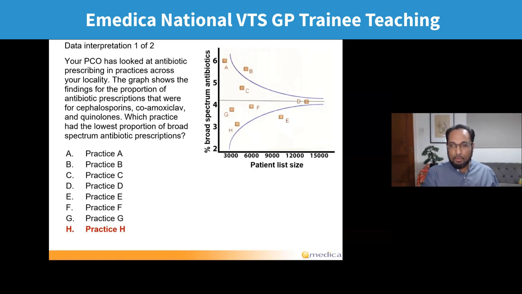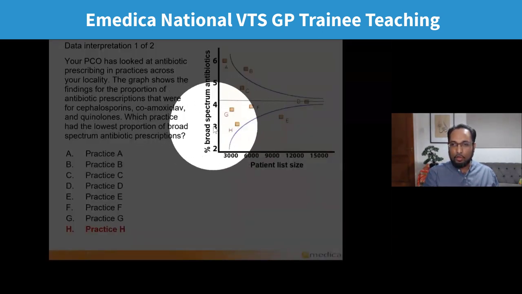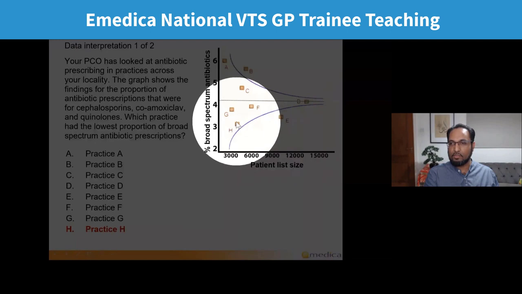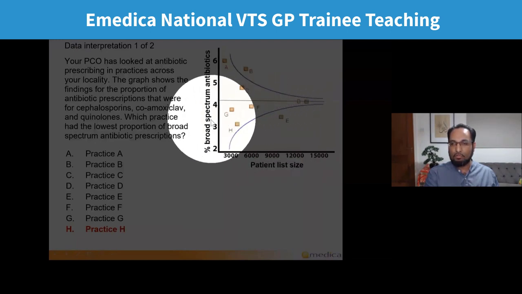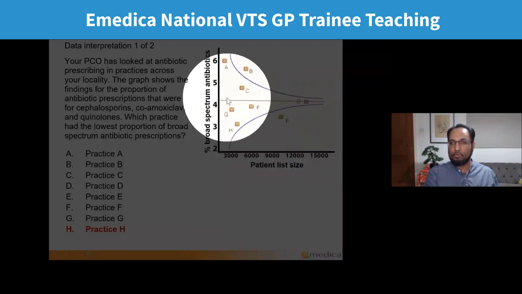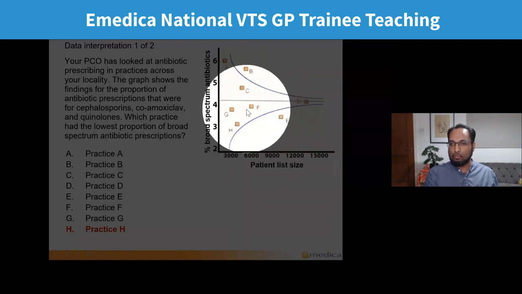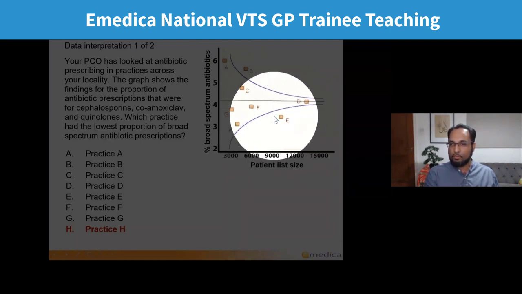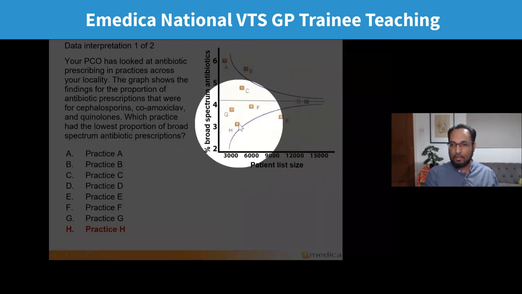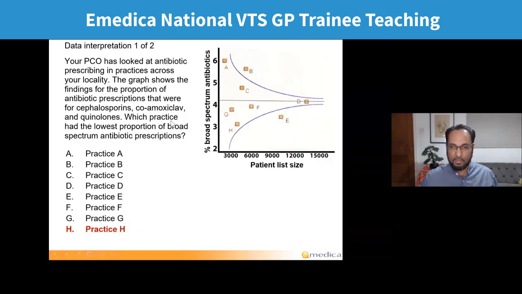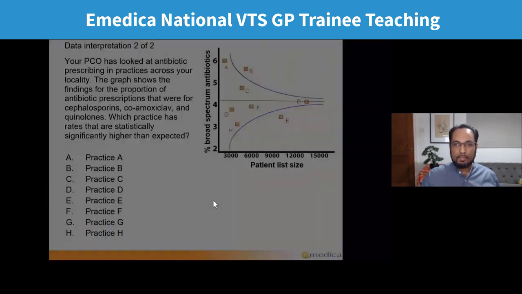So if you look at H, all you're doing is reading off here. H is about 3%. You can see it's the lowest one. E is after that, about 3.5%. G is just under 4%. You can see that it's got to be one of these three, but this one is lower than this. It's just over 3%, isn't it? H. Okay, so practice H is the lowest. You don't need to do any calculation. You don't need any formulae. It's just interpreting data. Let's do the next one.